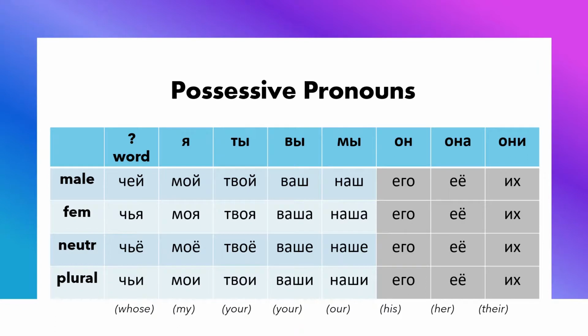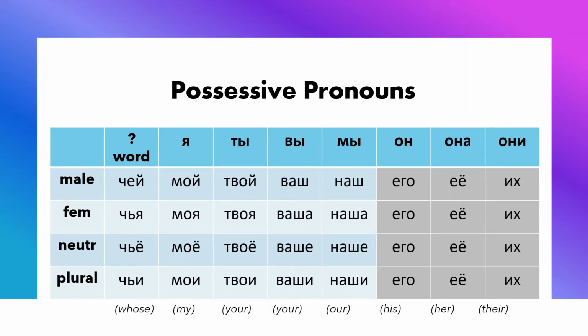Alright, so this is what we've learned so far, all in one table. Possessive pronouns for male, female, neutral, and plural objects. The question word, чей, чья, чьё, and чьи. And then for I, it's мой, моя, моё, мои. And for your, it's твой, твоя, твоё, твои.